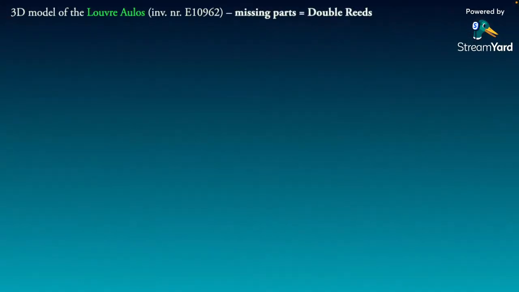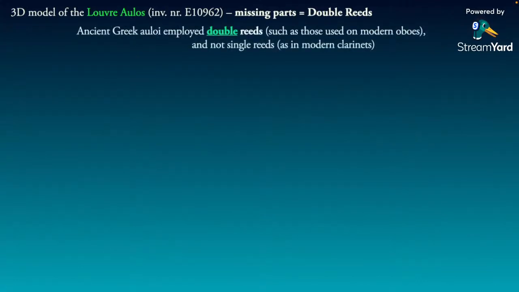So, as I mentioned earlier, these pipes are very well preserved, but an essential part of the instrument is still missing, namely its reeds. Ancient Greek aulos employed double reeds, such as those used on modern oboes, and not single reeds, as clarinets, for instance. But no ancient reeds survive intact to this day.